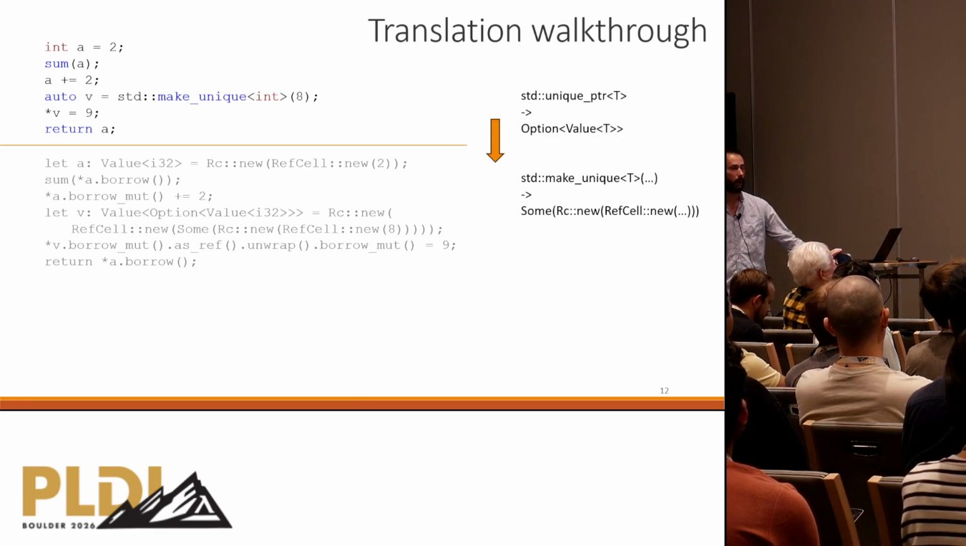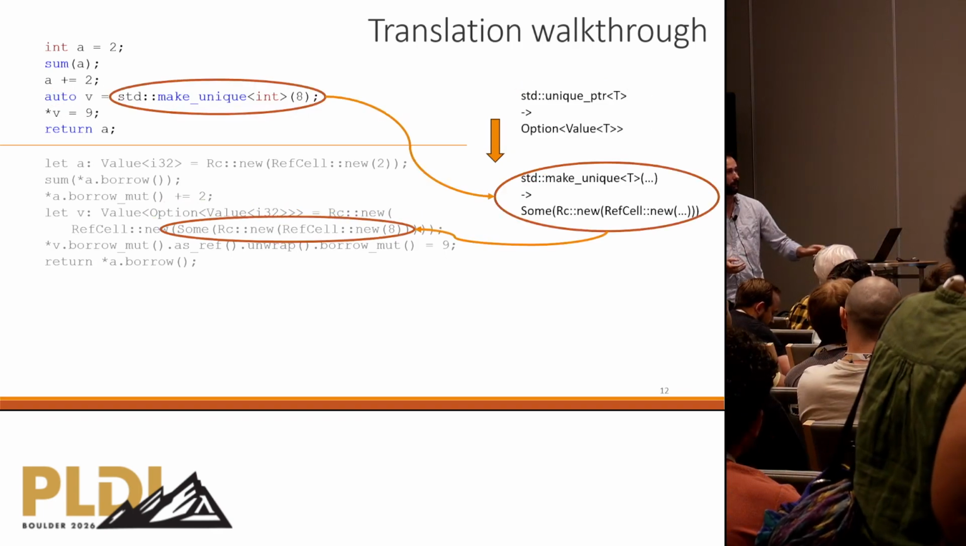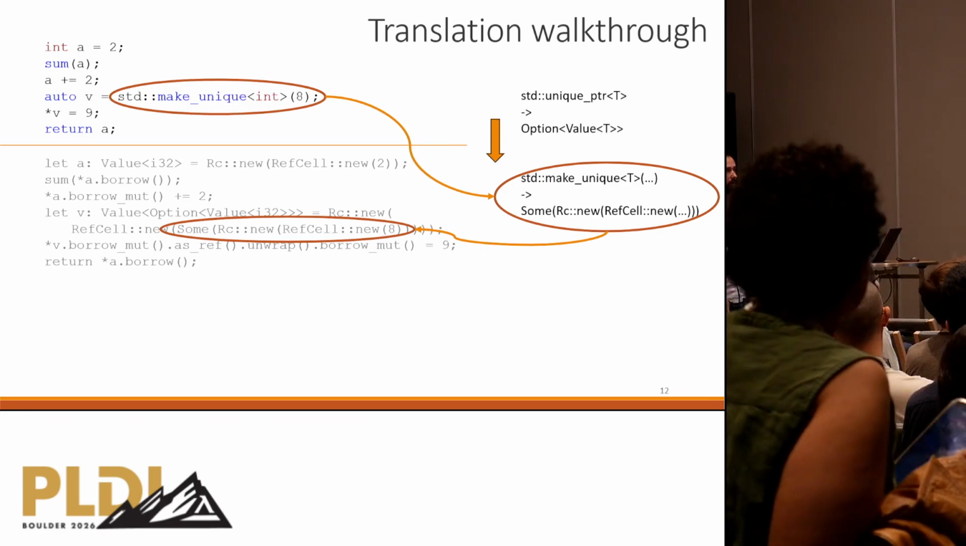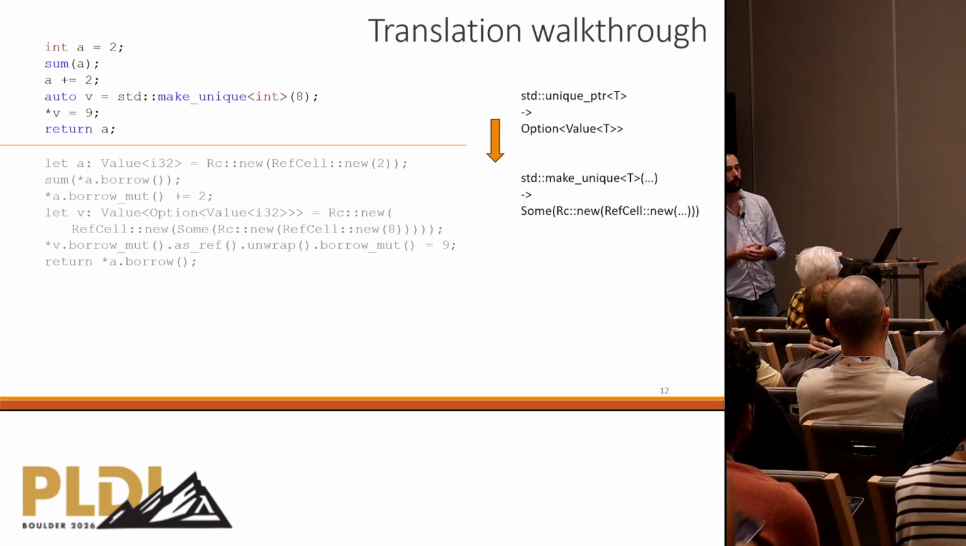Our translator is an AST visitor over the Clang infrastructure. So for every type that we visit, we query the translation database and emit the corresponding Rust code. And we do exactly the same thing for expressions. In this case, a function call of make_unique. And again, this is the generated Rust code.